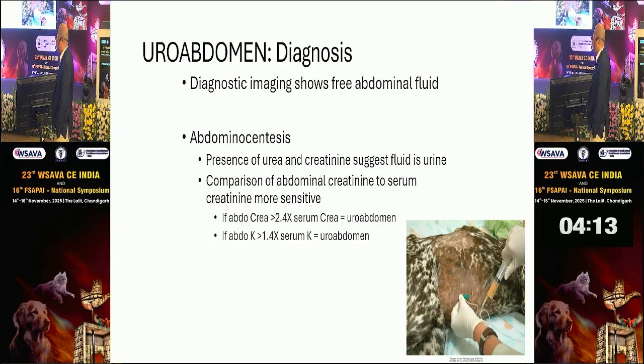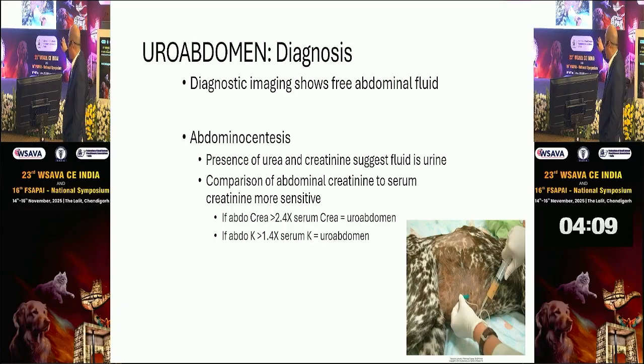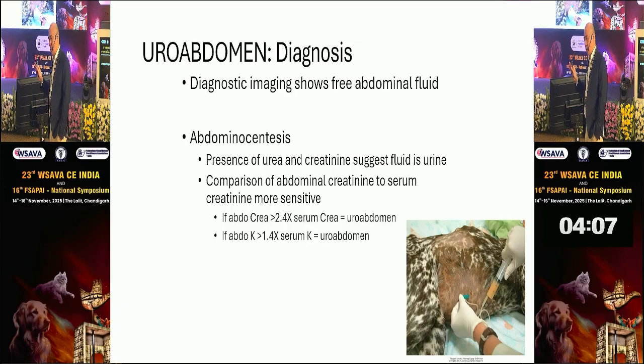So if you see free abdominal fluid of any type, then sampling that can be very useful. If the creatinine level within that abdominal fluid is higher than the level you're seeing in serum, then it's highly suspicious that you've got a uroabdomen. Urea is not as accurate because urea is small, so urea can equilibrate from the abdominal space to the serum. Creatinine is a very big molecule, so it gets trapped in the abdominal cavity.